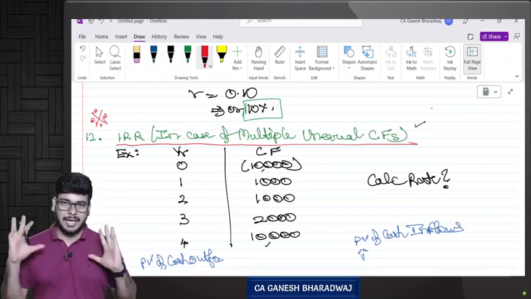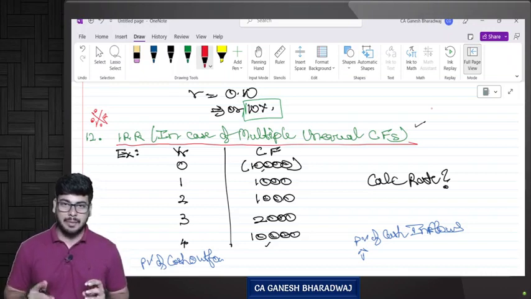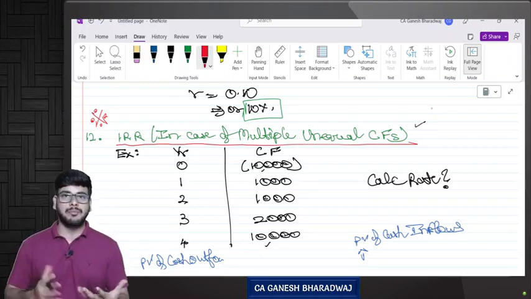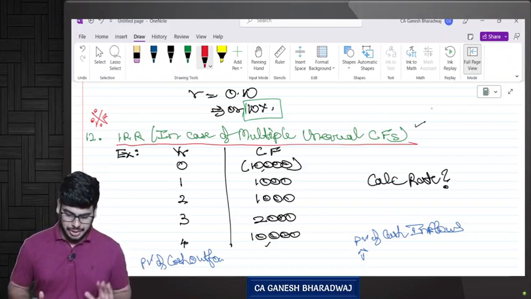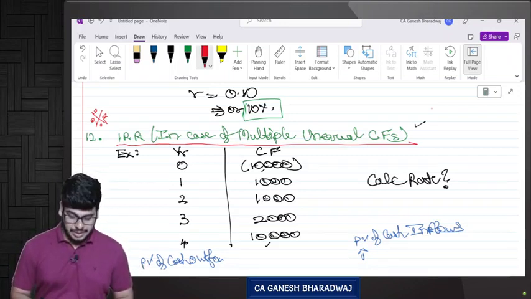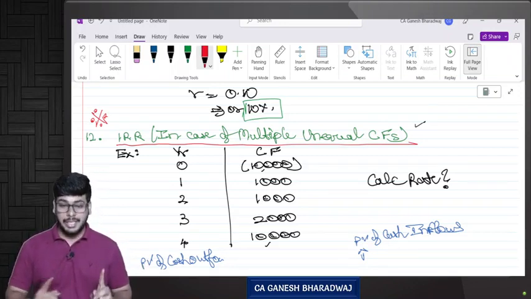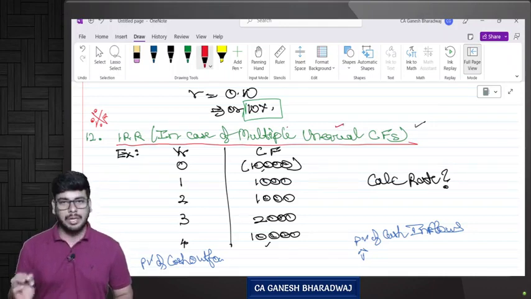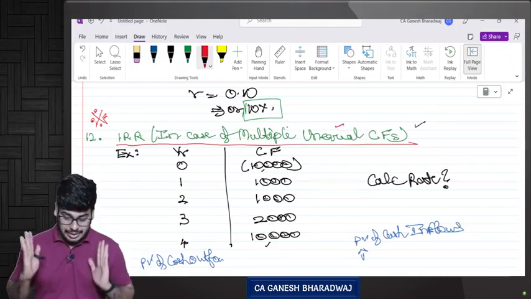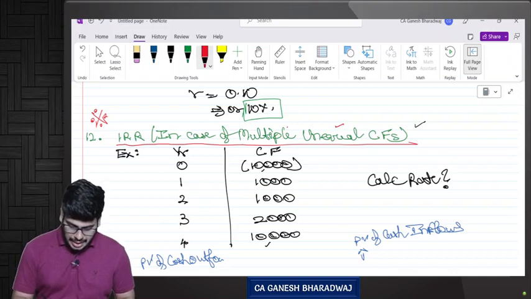Now, let us just take an example. I am just taking an example, then I will explain why I am giving this example. Everything I will just give. So what is the concept that we are studying? IRR in case of multiple unequal cash flows. Okay, fine. So first, let us take this example.